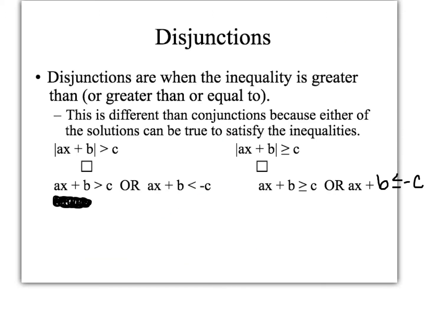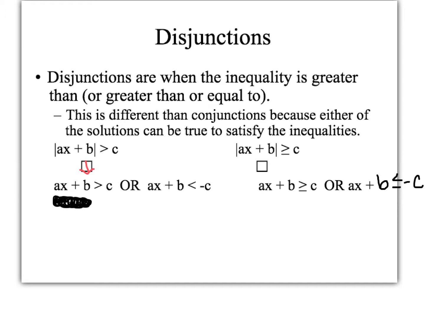So now let's talk a little bit about disjunctions. Disjunctions are when the inequality is greater than or equal to. This is different than conjunctions because either of the solutions can be true to satisfy the inequalities. So for example, if we have the absolute value of ax plus b is greater than c, we're going to turn it into ax plus b is greater than c, or ax plus b is less than negative c.